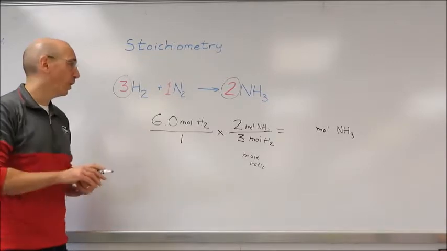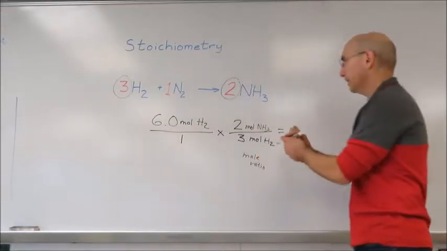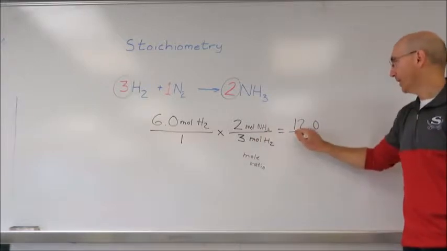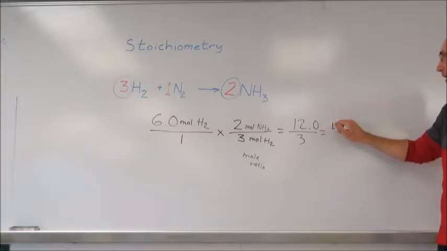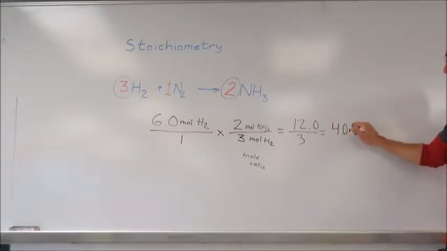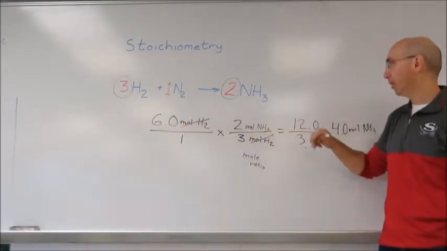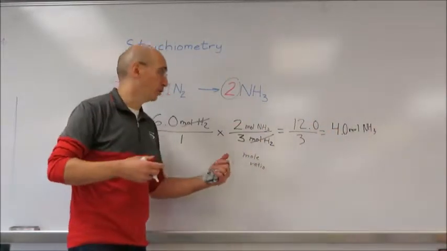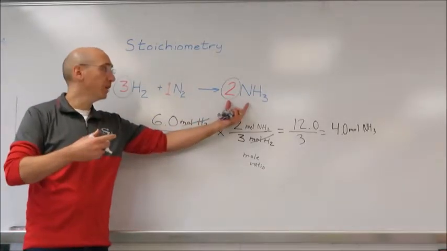Now we do the math the same way we always did. We multiply across the top. So I'm going to get 12 on top, 12.0, 3 on the bottom, right? Multiplying across the top, multiplying across the bottom, and I end up with 4.0 moles of ammonia. Okay? I got rid of my moles of hydrogen, now I have moles of ammonia. So that is what we call a mole-to-mole conversion. We had a quantity of a reactant, we're finding the quantity in moles of the product.